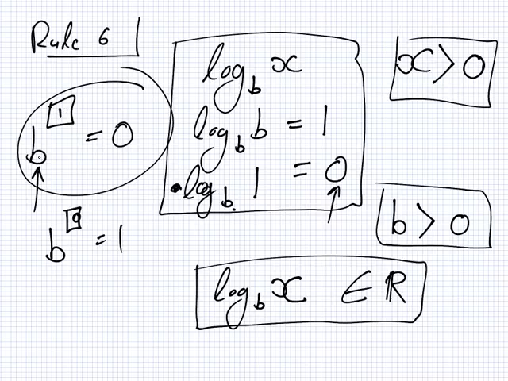Right, let me just take this one here. B to what power makes B? 1. And take this one here. B to what power makes 1? 0. Yes. Now again. That's what I meant to say.